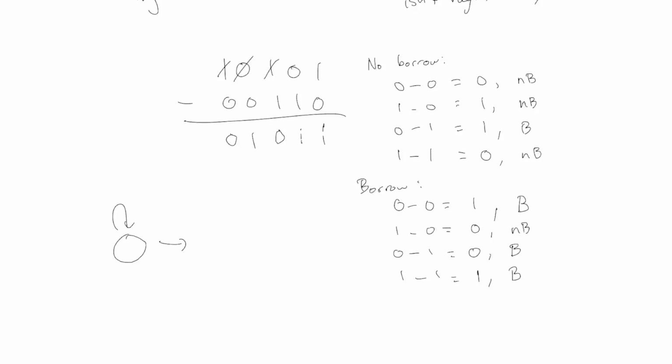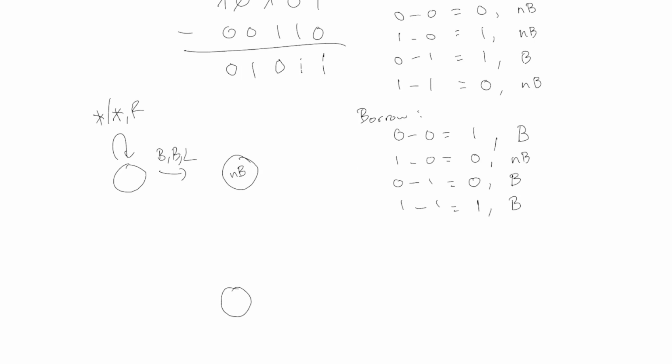So first I do this, would you mind if I just say like star, star, R, and then blank, blank, L? This moves me all the way to the right. And then let's say this is my no borrow state. This is my borrow state down here. So I have loops on the no borrow for 0, 0 with answer 0, moving L every time. 1, 0 with answer 1, and 1, 1 with answer 0. And then I have this arrow here with a label of 0, 1, answer 1.